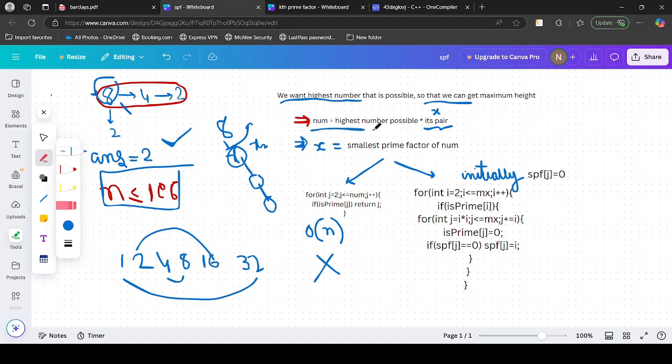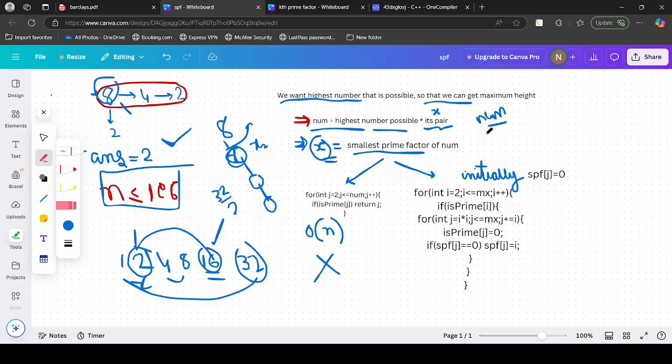So we take the highest number possible, along with its pair. For example, the number is 32 and we have two choices, 2 and 16. We will prefer 16 obviously because this is the highest number possible, and its pair is x, which is 2. So x is the smallest prime factor, because the smallest divisor is a prime factor. For 32 the smallest prime factor is 2, and the best number to extend to is 32 divided by its smallest prime factor, which is 16.